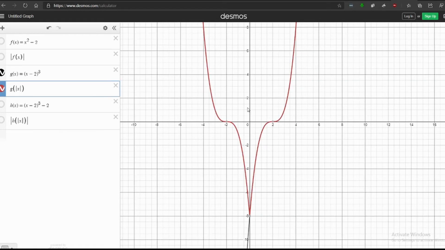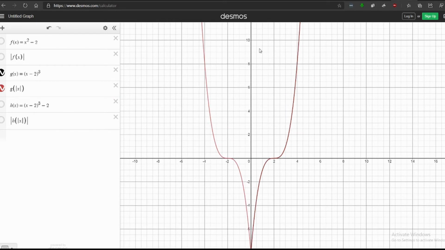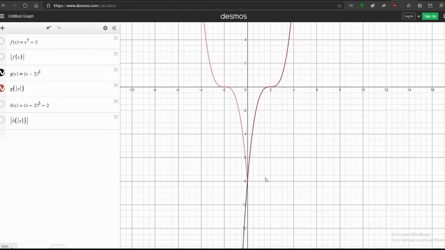Notice how this function is symmetrical. It's basically an even function, right? This is an even function because f of x equals f of negative x. That should make sense, right? Because the absolute value of x equals plus or minus x. So why do we get this?